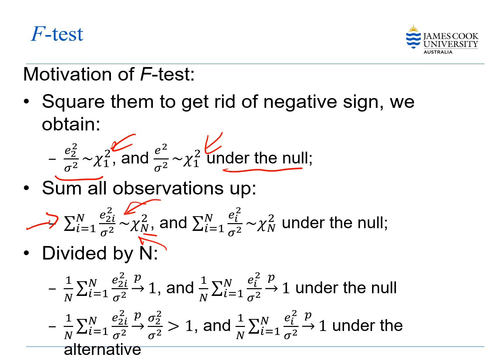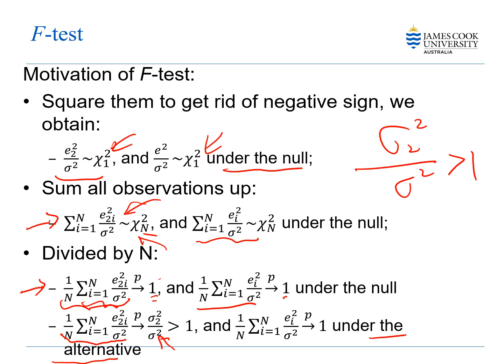Similarly, this is the restricted, and this is the unrestricted model. Then we can divide it by n. Doing so, we want to apply the weak law of large numbers. So we let n go to infinity, and under the null, we can show that this quantity converges to 1 in probability. Similarly, this converges to 1. So under the null, they should be exactly the same. The difference is 0. Under the alternative, the probability limit of this term is sigma 2 squared divided by sigma squared, and this is bigger than 1. And for the unrestricted model, it still converges to 1.